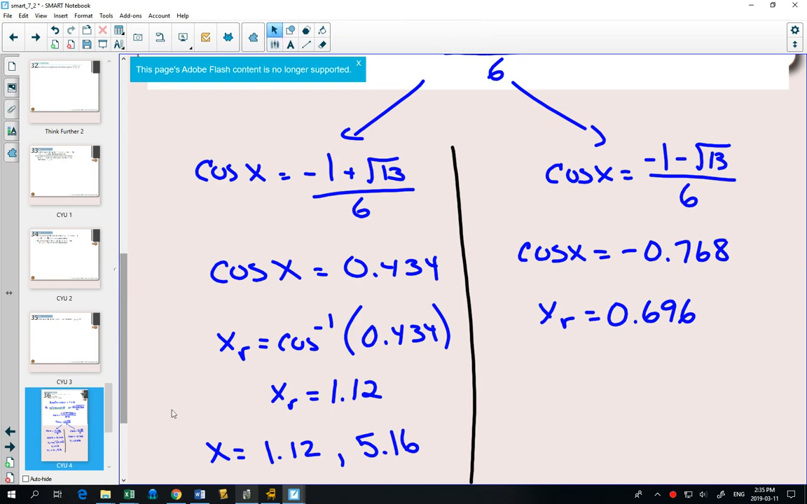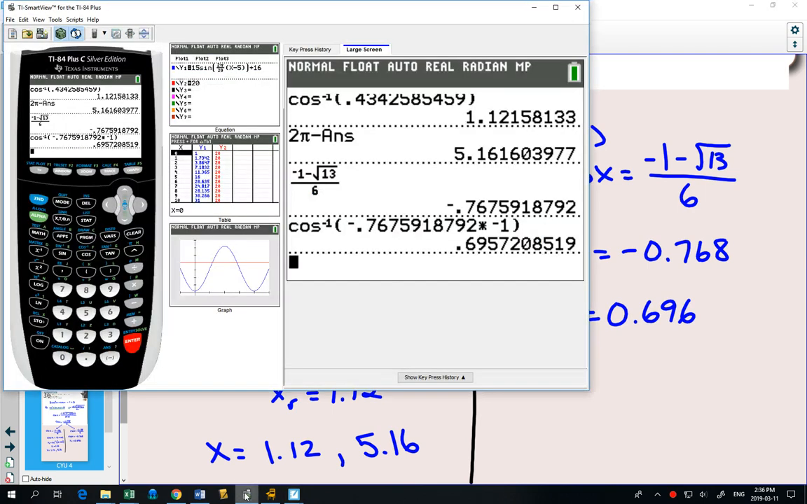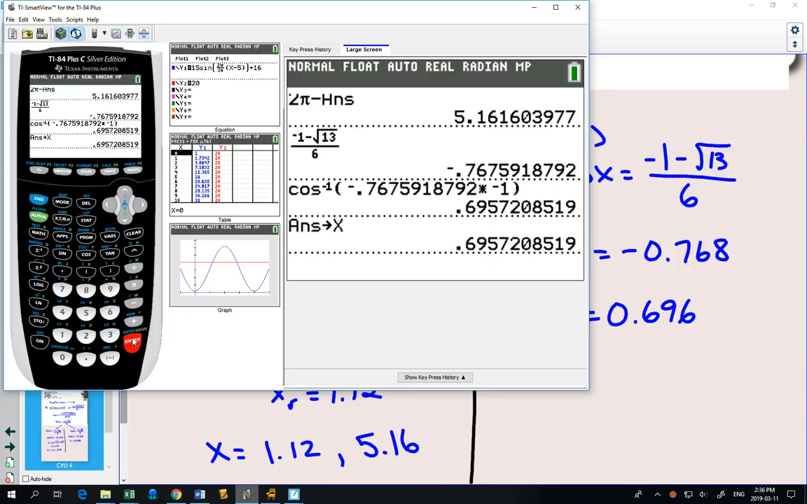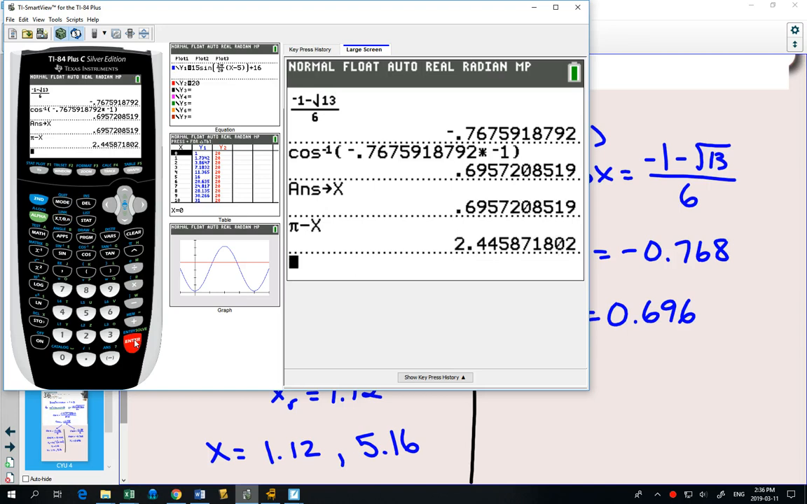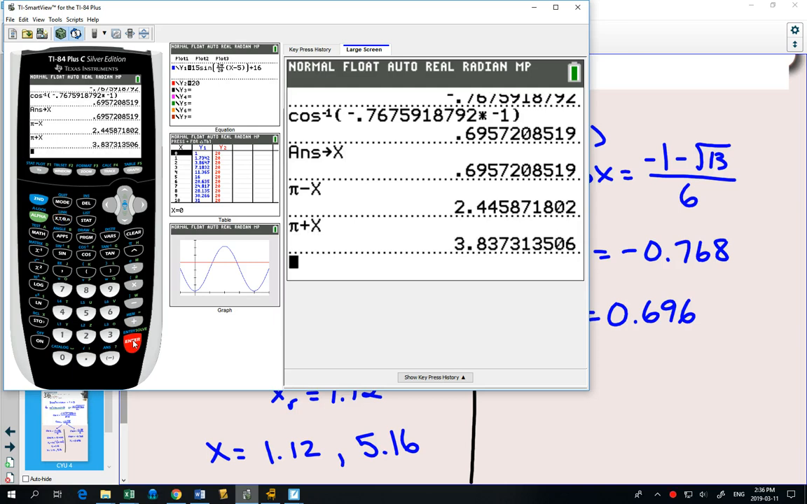So my reference angle for this one is 0.696. This time I'm going to take that reference angle, I'm going to use my store button again and store it as x, because I know I have to find my answer in quadrant 2 and quadrant 3. So in quadrant 2, it's going to be pi minus my reference angle, and in quadrant 3, it's going to be pi plus my reference angle. So I get 2.45 and 3.84.